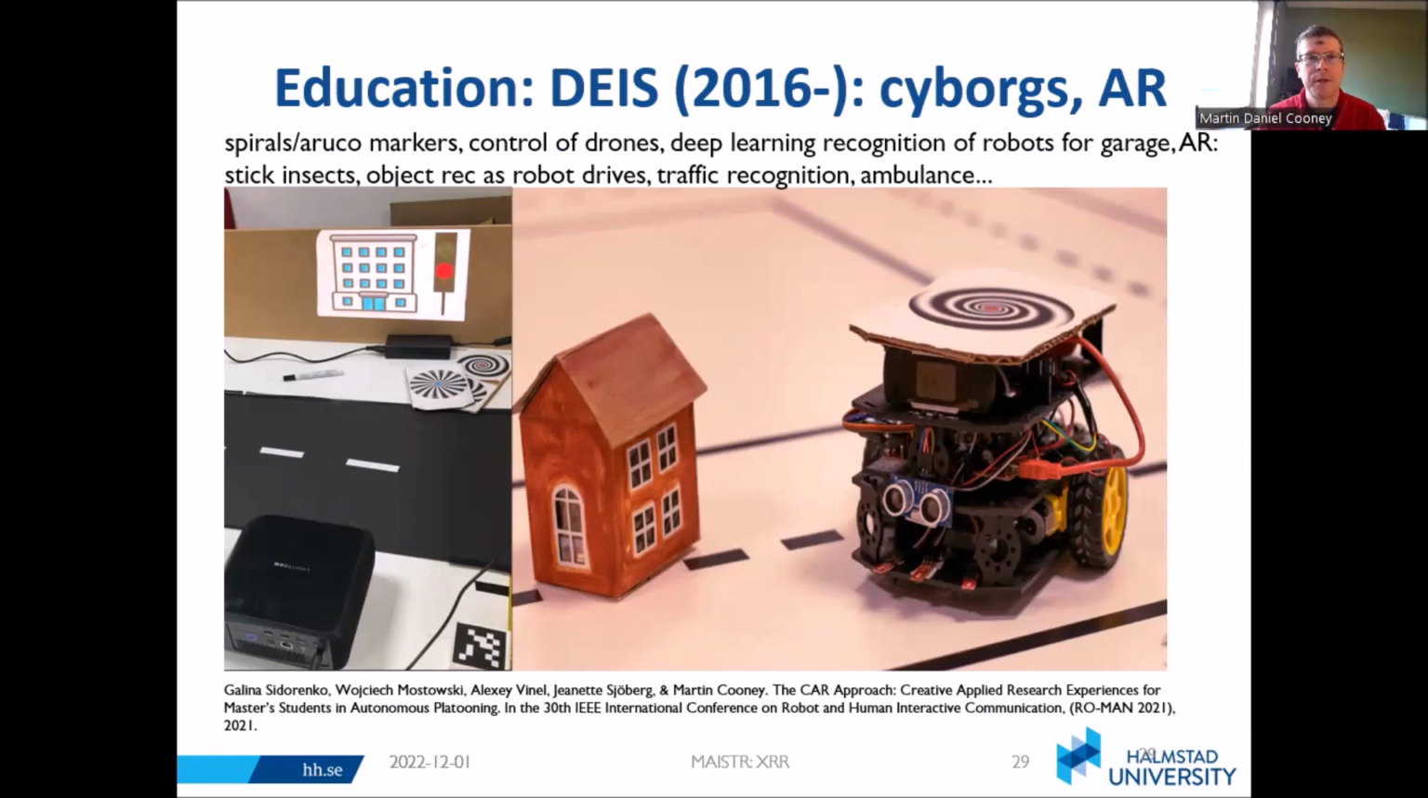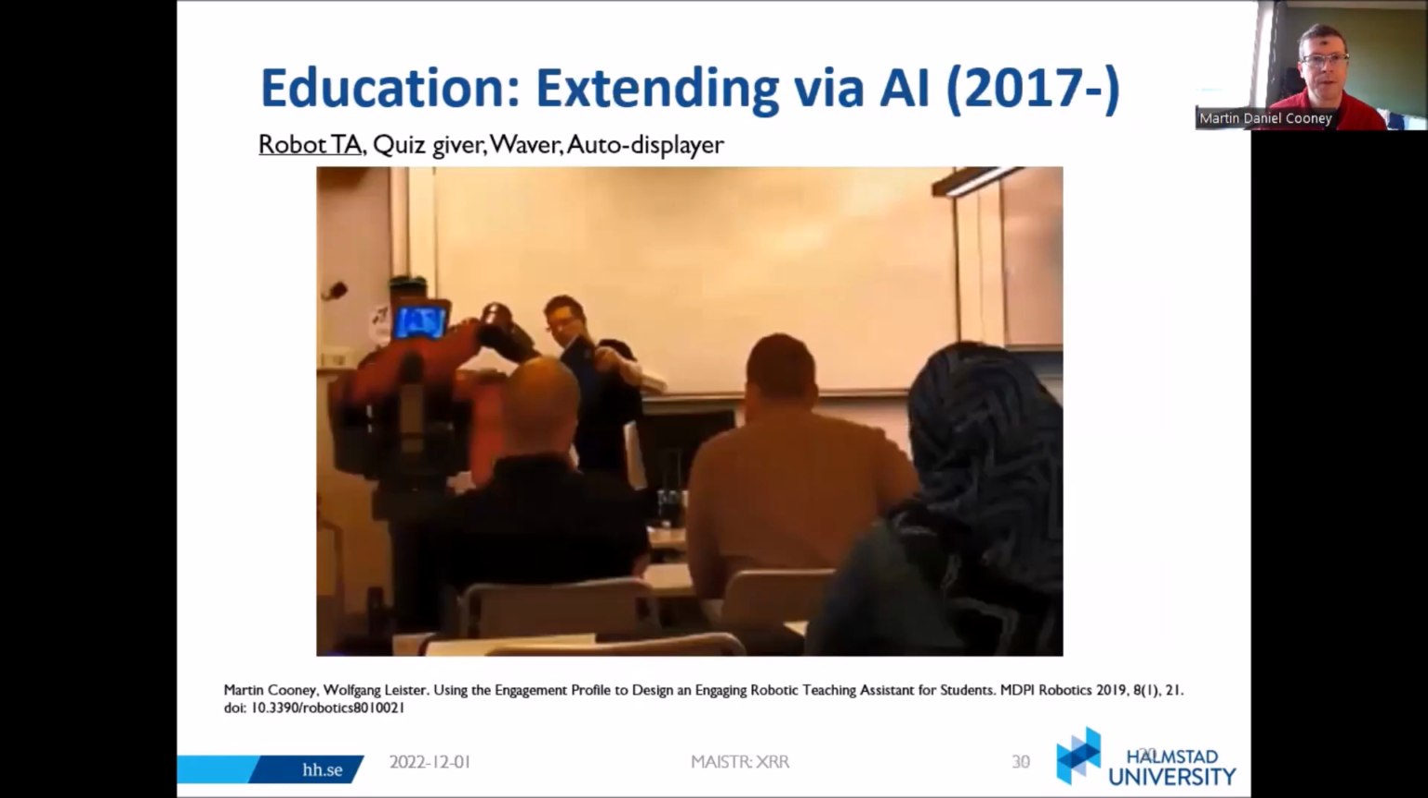I've also looked at stuff like using different kinds of fiducial markers, control of different types of robots like drones, deep learning using animals as well. So looking at their movements and then making robots move based on that, object recognition, traffic recognition, ambulance stuff. I've also worked with robots in education. Here's a picture of this robot teaching assistant I built a while ago, which could do various things in class.